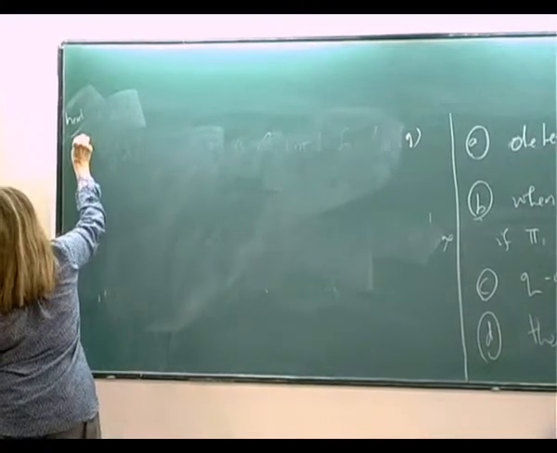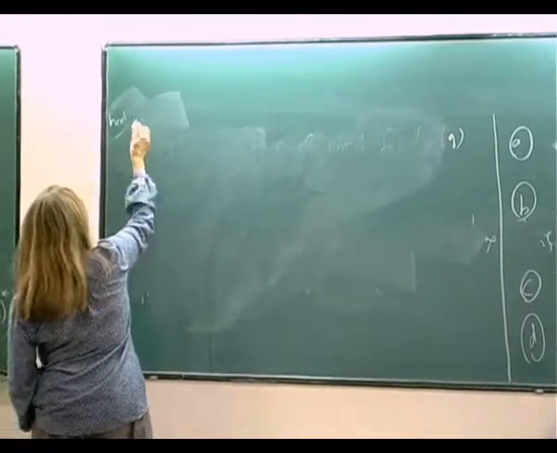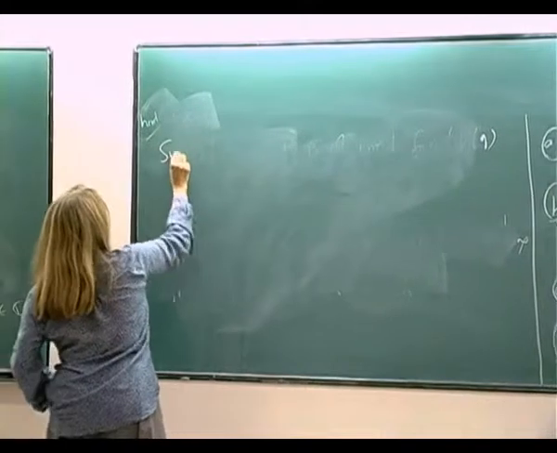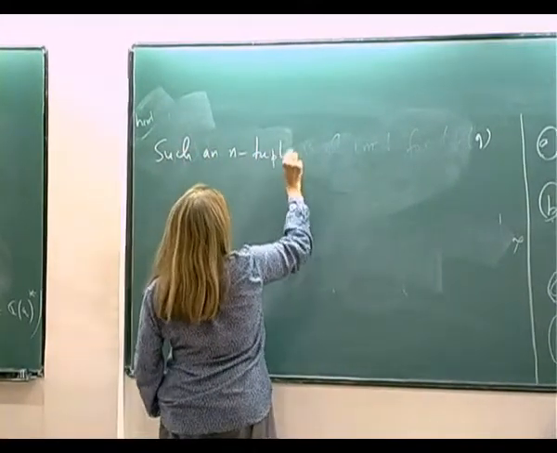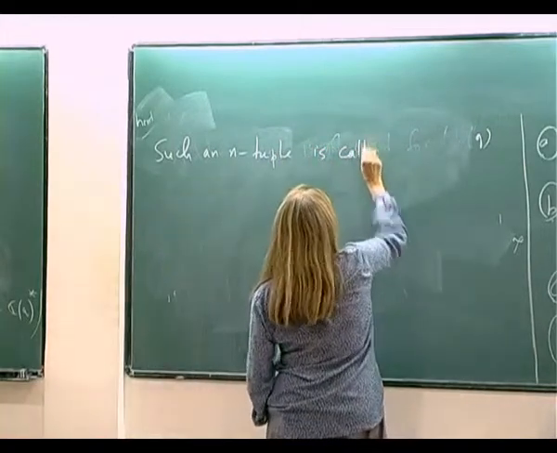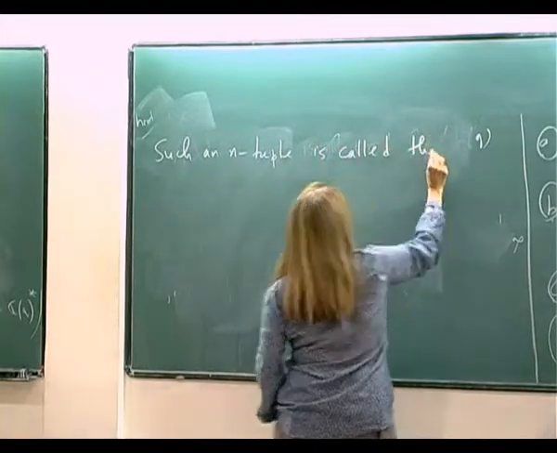But this a can be gotten rid of. In fact, such an n-tuple is called the ith fundamental representation with parameter a.